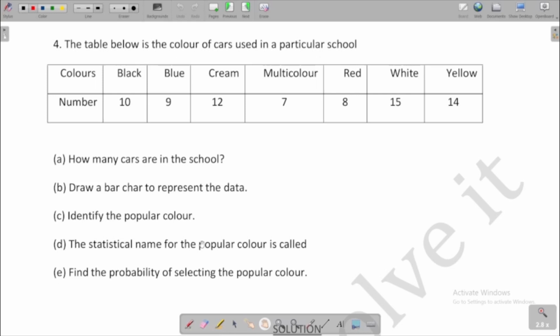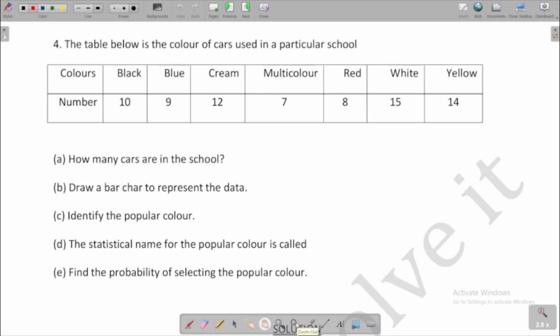Color black, the number of people using it is 10. Blue 9. Cream 12. Multicolor 7. Red 8. White 15. Yellow 14. The first question says how many cars are in the school.